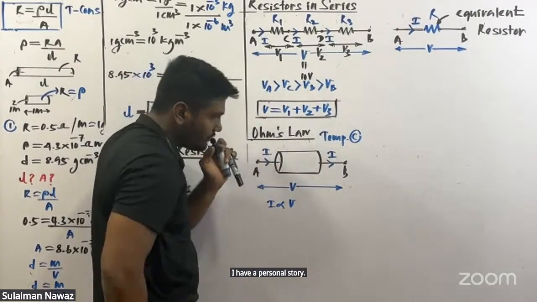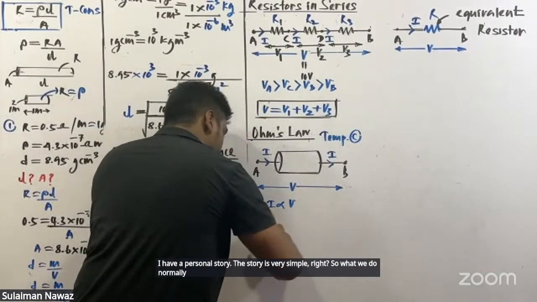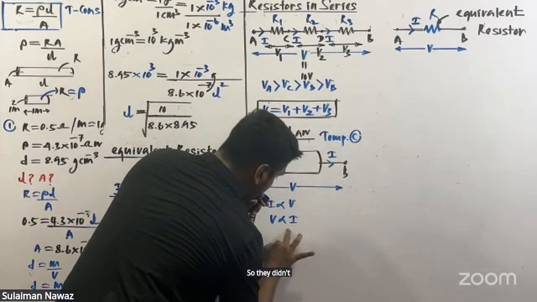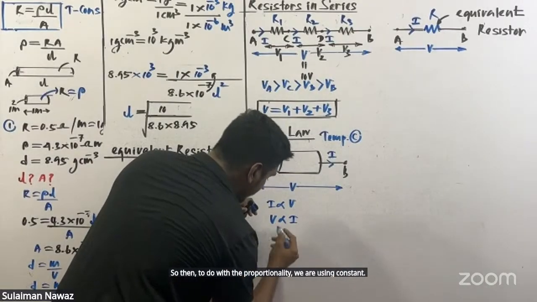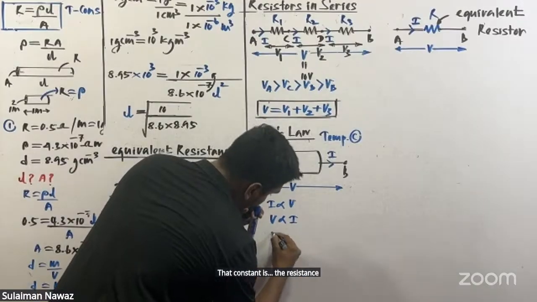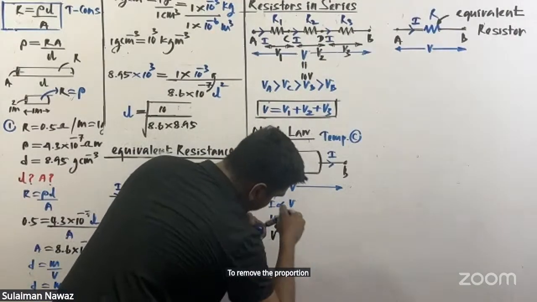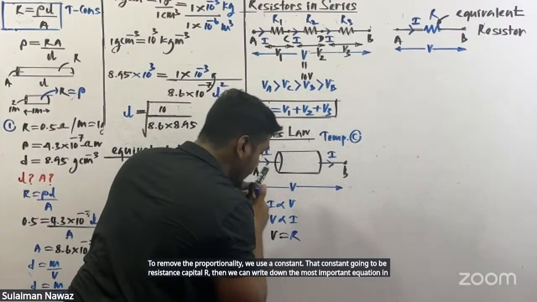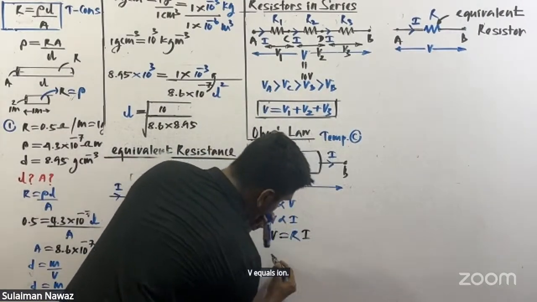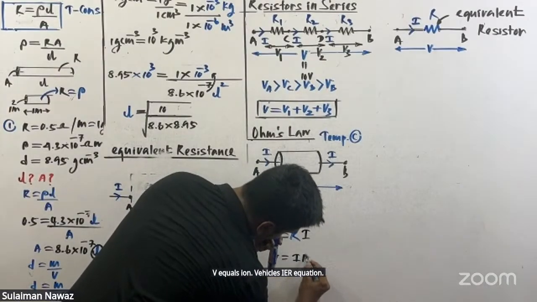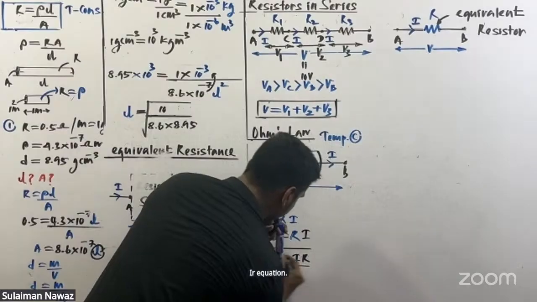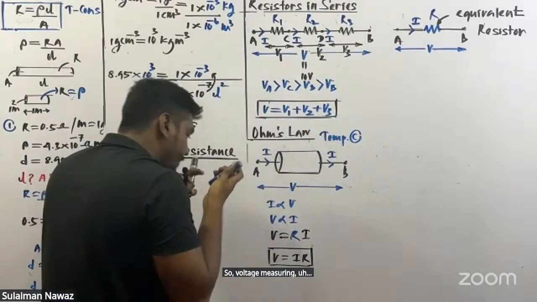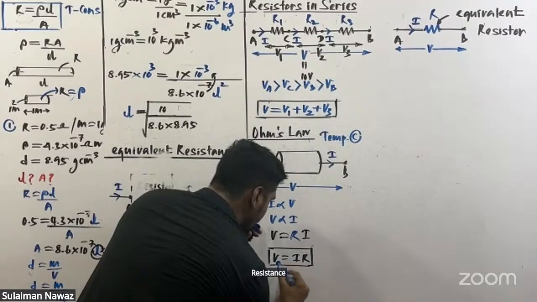The story is very simple, right? So what we do normally, a current is proportional to the voltage, right? To remove the proportionality, we use a constant. That constant is the resistance capital R. Then we can write down the most important equation in current electricity: V equals IR. So voltage measured in volts, current measured in amperes, resistance measured in ohms.